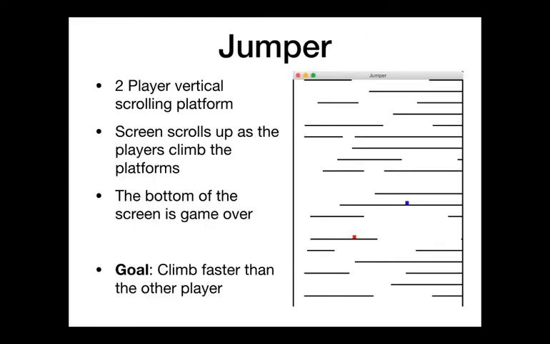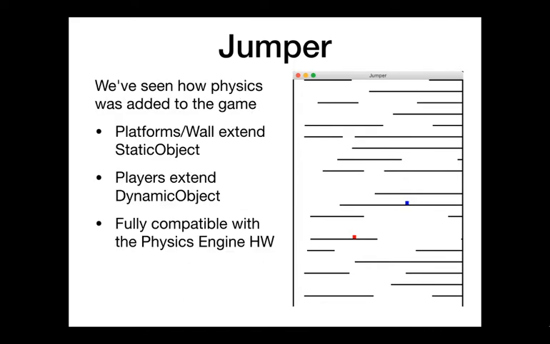Okay, let's talk about Jumper. So we talked about what the game is, what our goal is: our 2D vertical scrolling platformer where you have to jump faster than the other player. Let's start talking about how we built the functionality. We talked about the physics engine already, how we used inheritance and polymorphism to get the functionality with our physics engine. We extended static object from platform and walls, and dynamic object from players, and when you finished your physics engine, it just worked with the game through polymorphism.